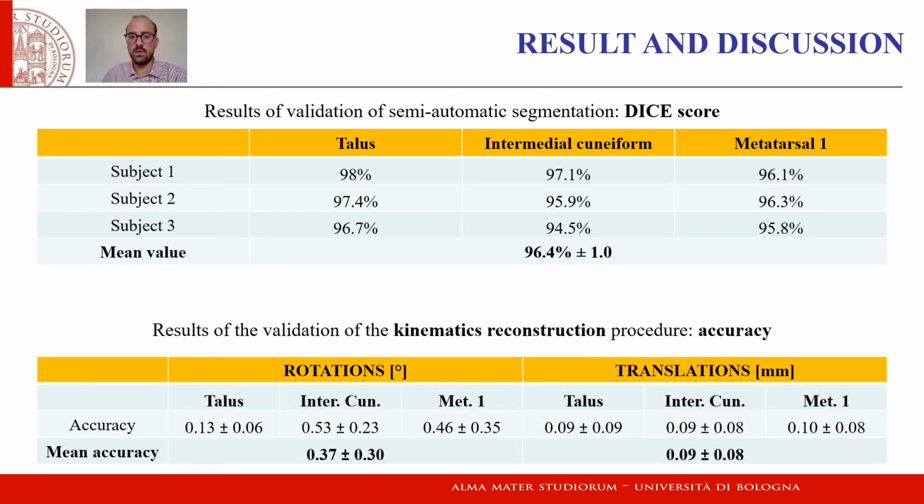In Table 2, we can see the results of the accuracy test of the overall procedure. To assess the accuracy, bone motion is simulated with a set of 5 synthetic scans obtained by applying 5 rigid roto-translations to the Dice profiles of the neutral position. These scans are processed with the procedure and the computed kinematics is compared with the imposed motion.